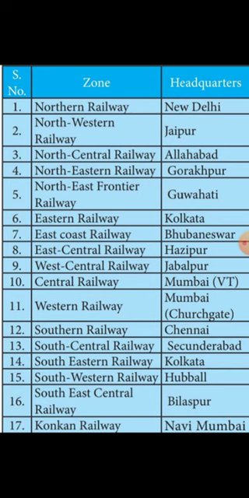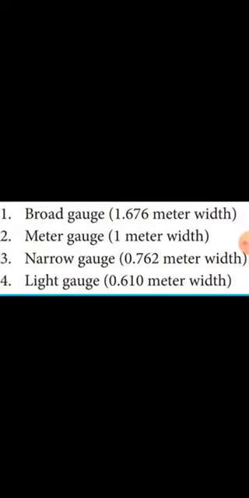Then next we learned about the 4 categories of railways. On the basis of the width of the track, the Indian railways fall under 4 categories. The first one is broad gauge, second is meter gauge, third is narrow gauge, and the fourth is light gauge. Then the railways are also of 2 types: Konkan railways and metro railways. On the arrival of Konkan railways and metro railways, some developments have taken place in the railway areas.